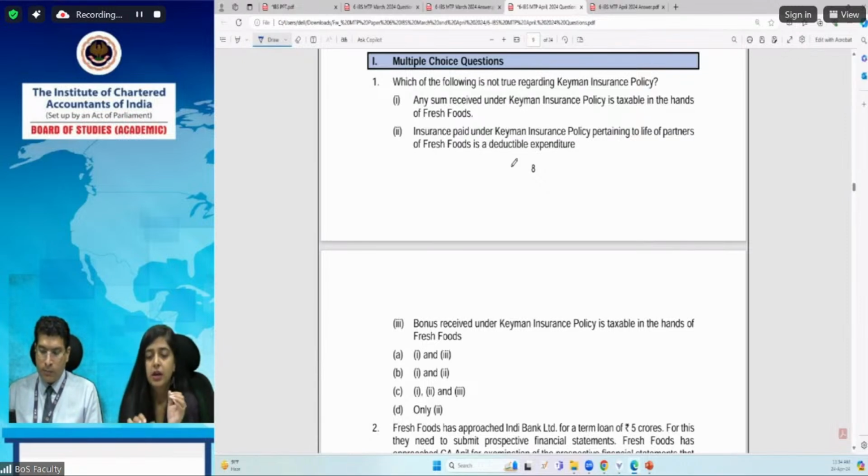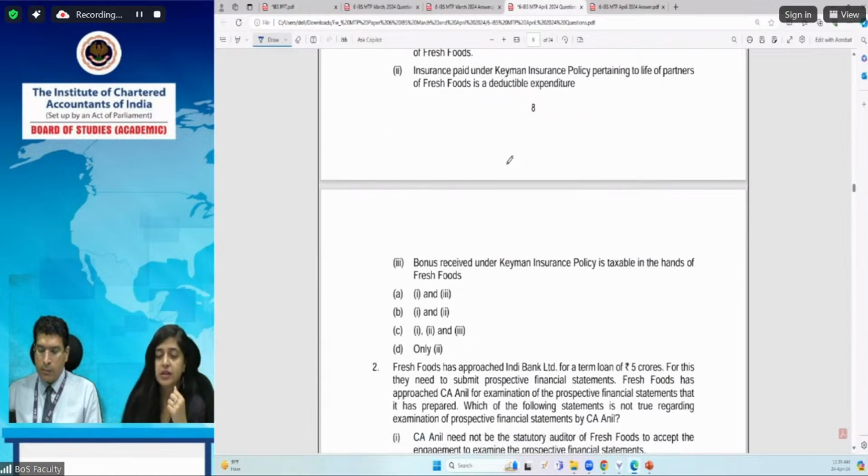So if we see the first point, any sum received under Keyman insurance policy is taxable in the hands of Fresh Foods. Yes, it is taxable in the hands of Fresh Foods. The insurance premium which is paid under the Keyman insurance policy pertaining to the life of partners is a deductible expenditure. Yes. Bonus which is received is taxable in the hands of Fresh Foods. So all three are right. Any sum including the bonus is taxable in the hands of Fresh Foods. The premium which is paid by the firm is a deductible expenditure. So all the statements are true.